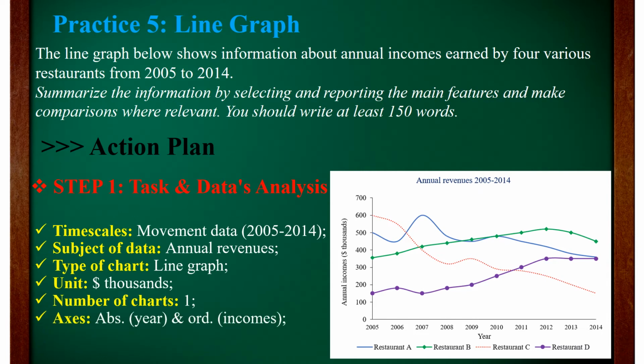Regarding axis, abscissa or horizontal axis represents year, ordinate or vertical axis represents annual income. Lastly is the legend. There are 4 legends here, restaurant A to restaurant D. Alright, let's proceed to the next step.